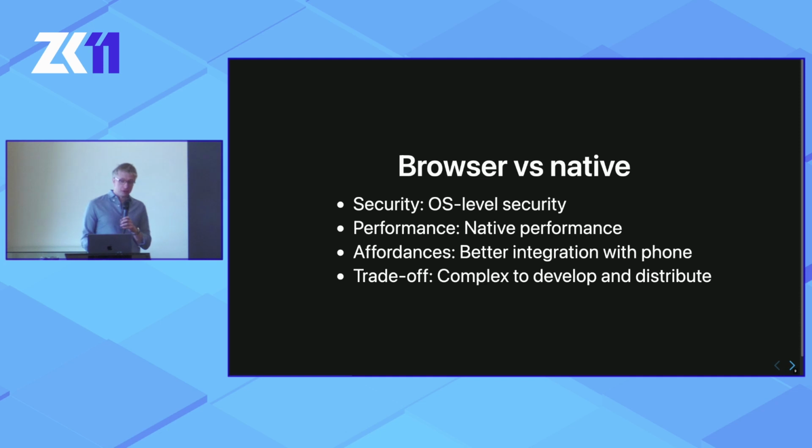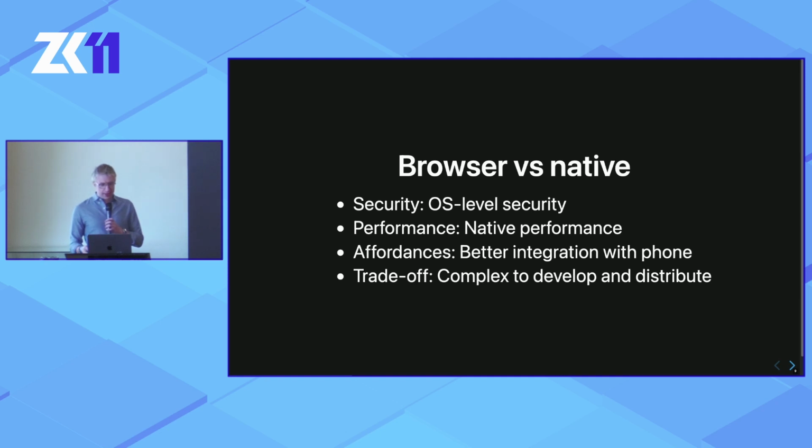You also get much better performance, just native performance, whether it's multithreading or access to GPU and these types of things. And while you can get this in browsers to some extent, it's always going to be more limited compared to what you can get natively, and also less consistent across different devices and browsers and so on. You also get better affordances, so better integration with the phone, whether that's camera or sensors or secure enclave or push notifications or persistence and so on, and just a more native and fluent experience.